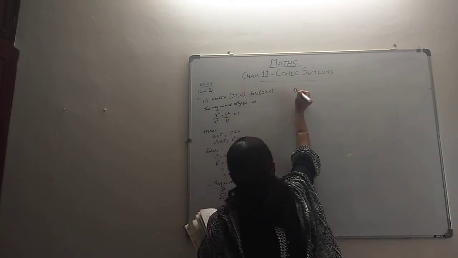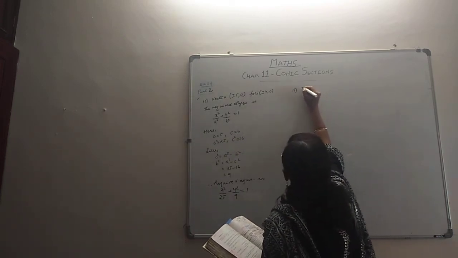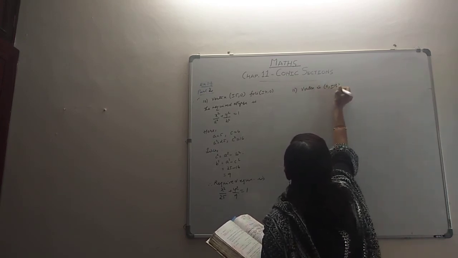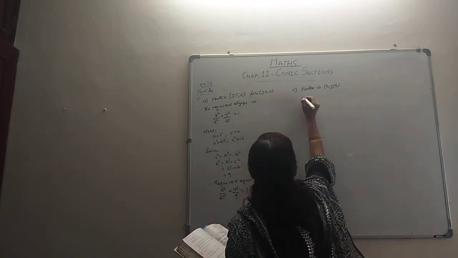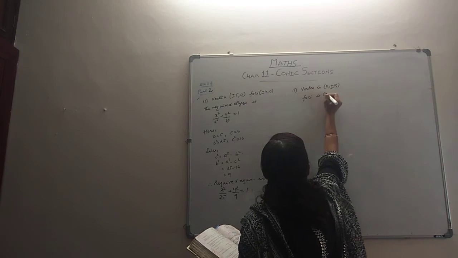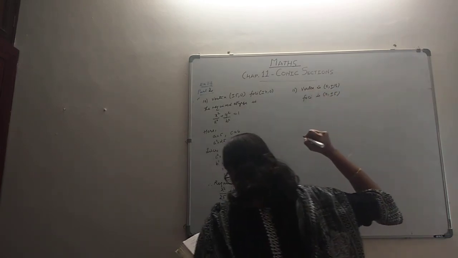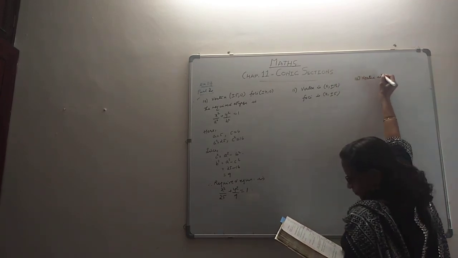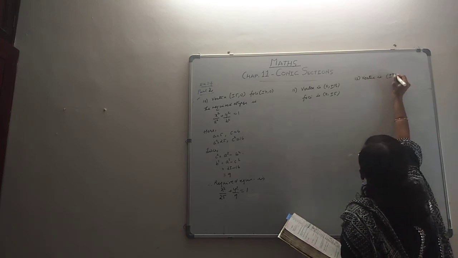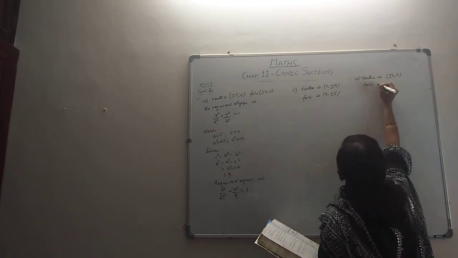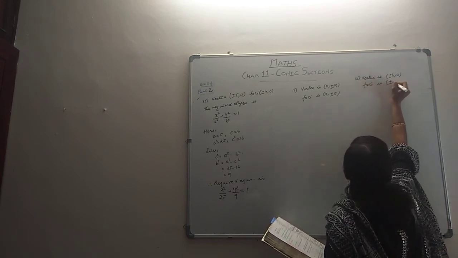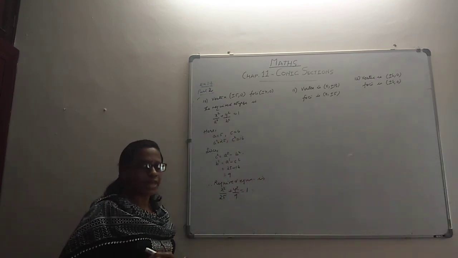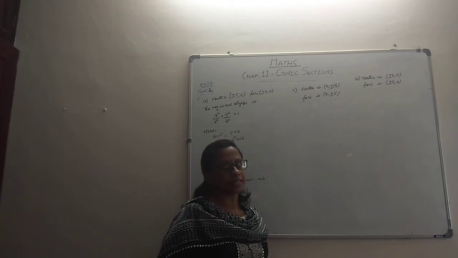The 11th problem gives us a vertex as 0, plus or minus 13 and the foci as 0, plus or minus 5. I'll quickly write the next one also. Vertex is plus or minus 6, 0 and the foci is plus or minus 4, 0, so that we can work first. Okay, in this case again, first let's predict the equation and then substitute the values that they have given us and get the answer.